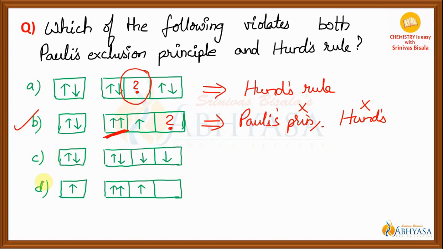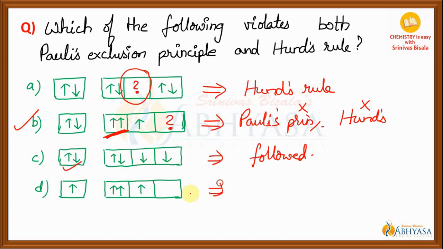But still, let us solve the remaining two options also. In option C, all the rules are followed because the lower energy orbital is completely filled. There is no orbital with two electrons with the same spin, and pairing took place only when all the orbitals are filled with one electron each. So here all the rules are completely followed. And don't get confused with the downward arrow. The first electron can enter into the orbital with clockwise spin or with anti-clockwise spin. Doesn't matter.